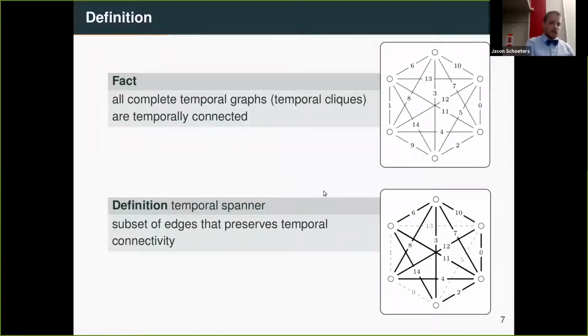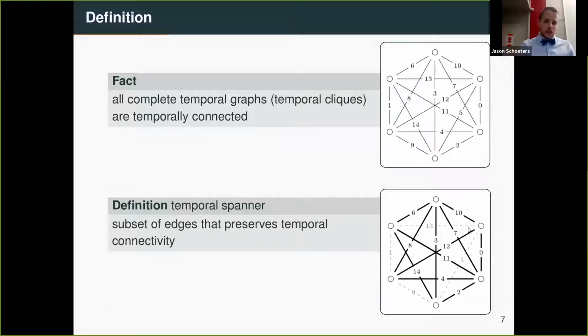Final definition, the one of a temporal spanner. So a temporal spanner is a subset of edges which preserves temporal connectivity. In other words, if you take some temporally connected graph, then you may be able to remove some of these edges without breaking temporal connectivity. For example, this edge may have been removed.